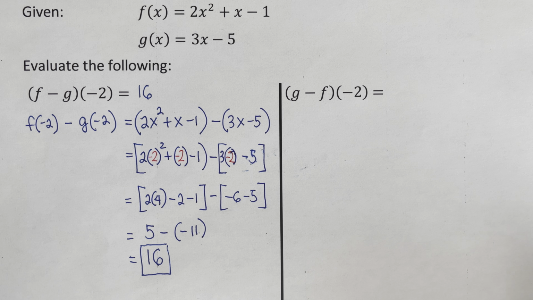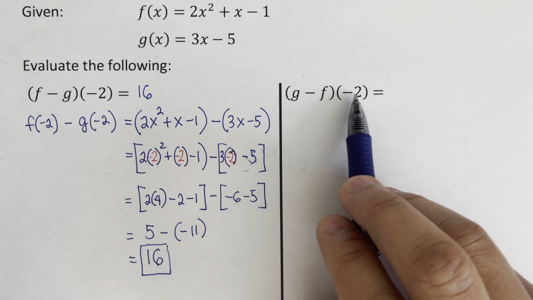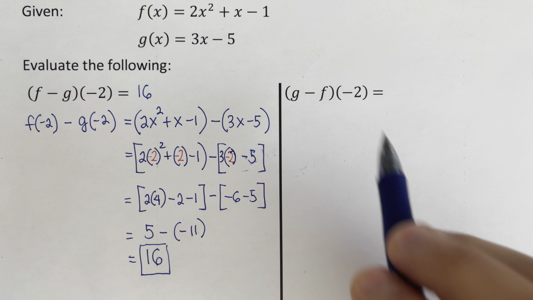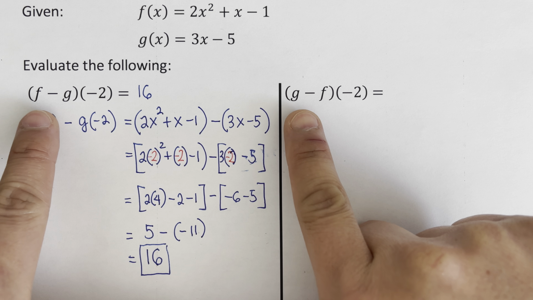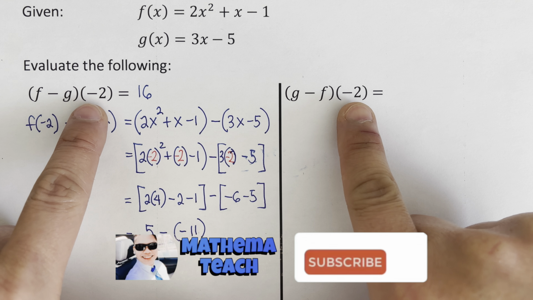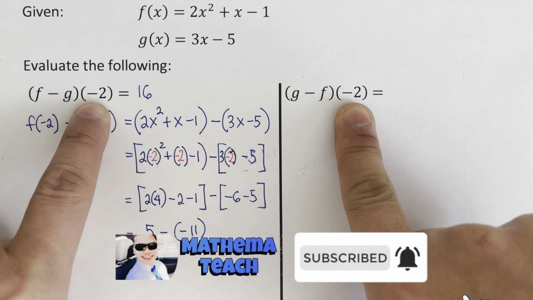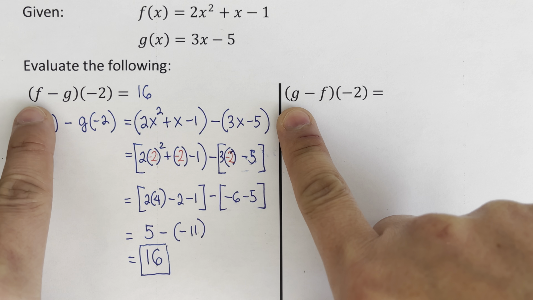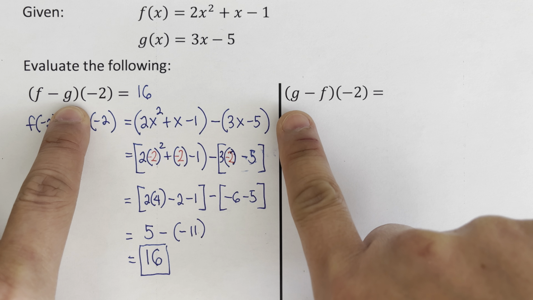Okay, so we go over the problem here. Again, this is g minus f of negative 2. Others are going to think it would come out the same because the same values are put in there. We have a negative 2, so it's going to give us the same answer. But their answers will not be the same, because you see f minus g and then the other one is g minus f. So they must not be the same. So let's show the work down here.